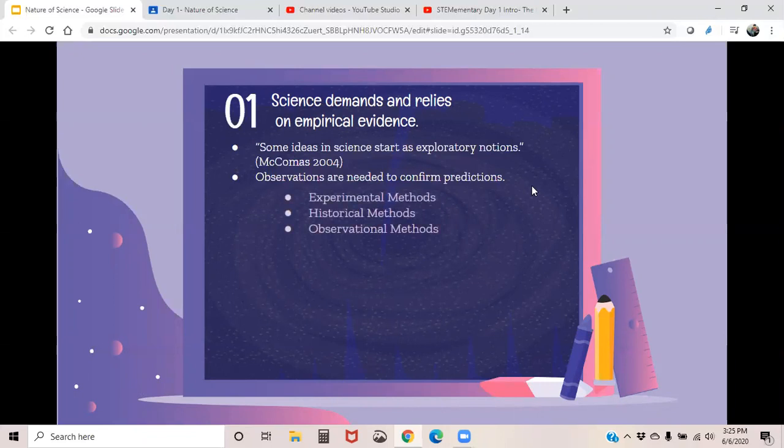And so to confirm the predictions on those exploratory notions, we need to have observations, and observations can take three different forms for scientists. They can be collected through experimental methods, where they get actual data, and then that data is used to confirm or deny something that was originally a prediction. Historical methods, and then also observational methods. And so in terms of the polar vortex, we really want data, we want measurements, photographs, all of this compiled together creates the evidence that we need to make this theory more accepted.